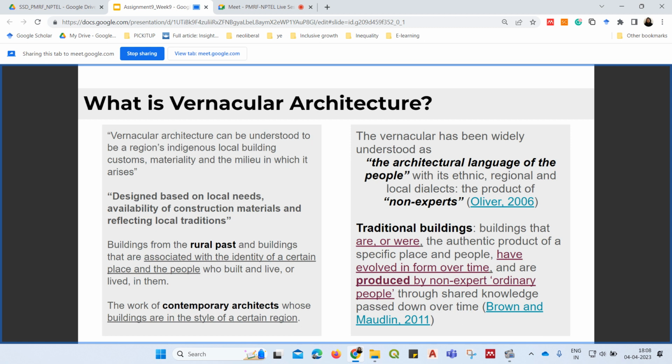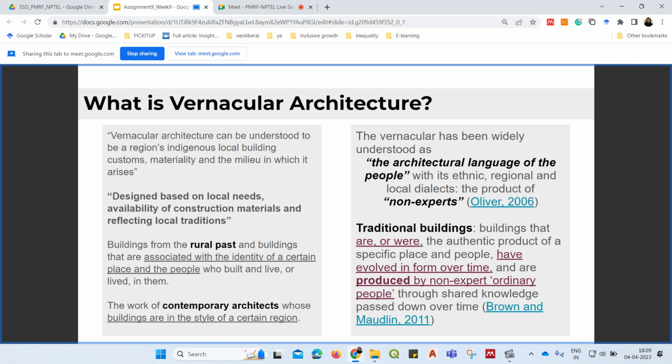Okay, so first let's start with a little bit of a definition of what vernacular architecture is. Vernacular architecture can be understood to be a region's indigenous local building customs, the region's materiality, and the milieu in which that particular architecture style arises. So, it is architecture that follows a design which is based on the local needs, availability of the construction materials in that particular area, and it reflects the local traditions of the people who are practicing that particular architectural style.